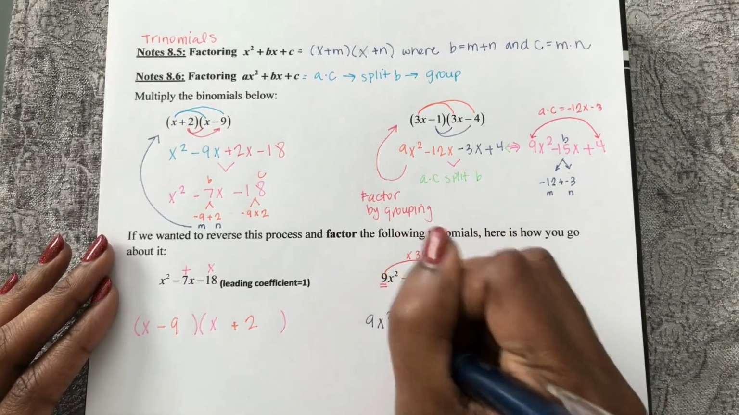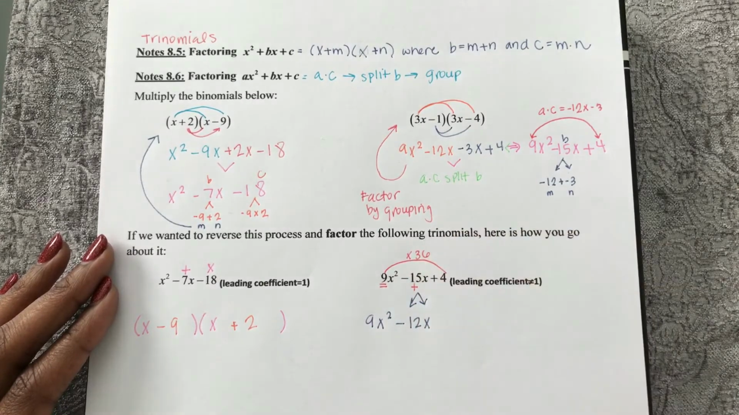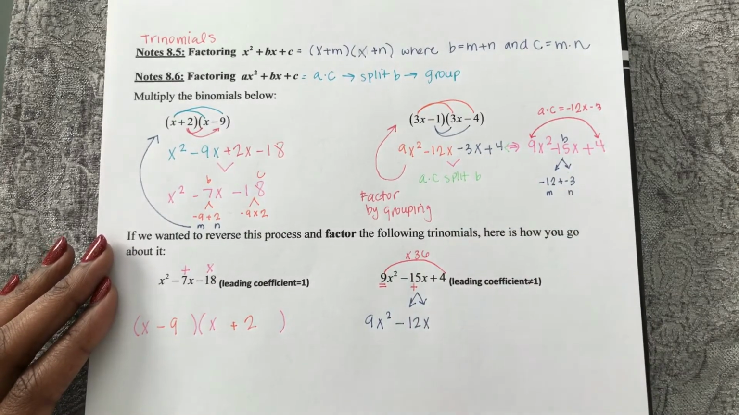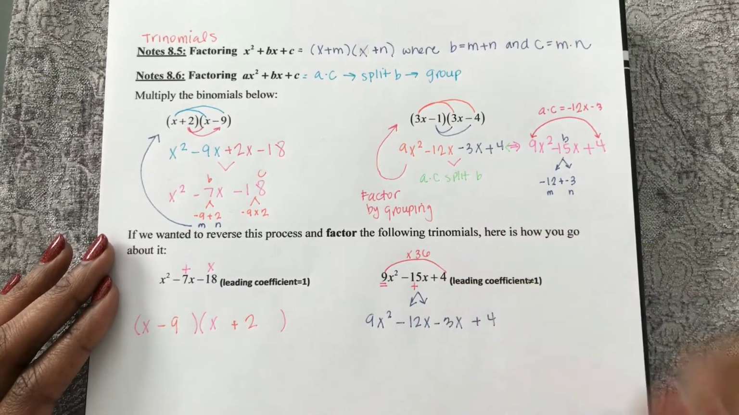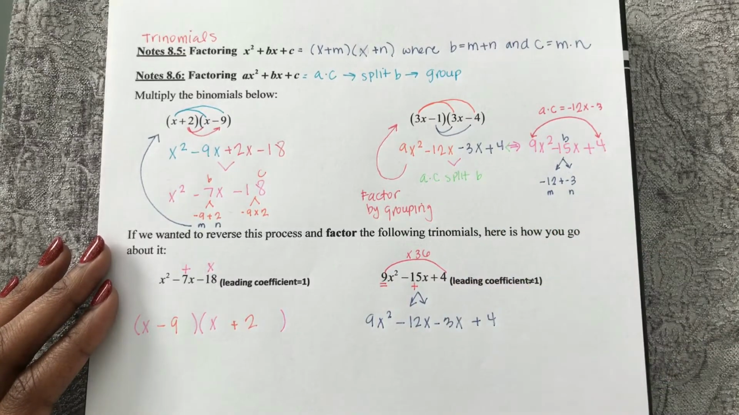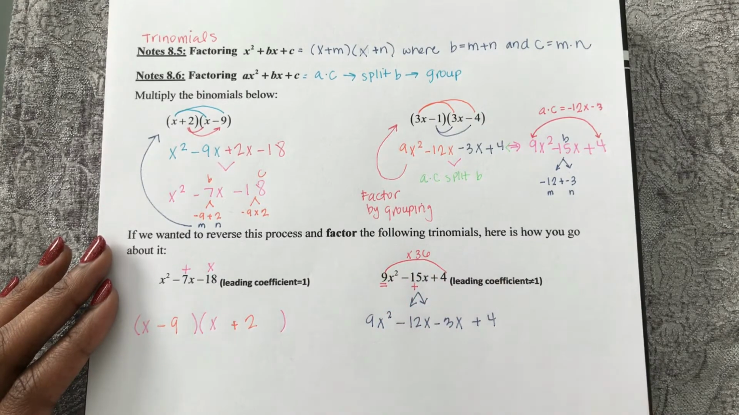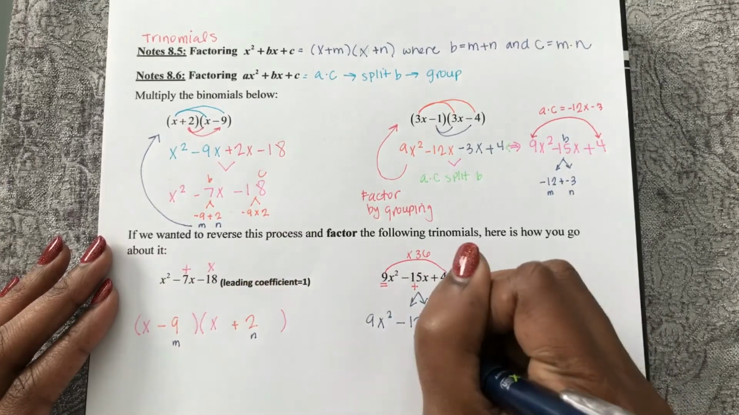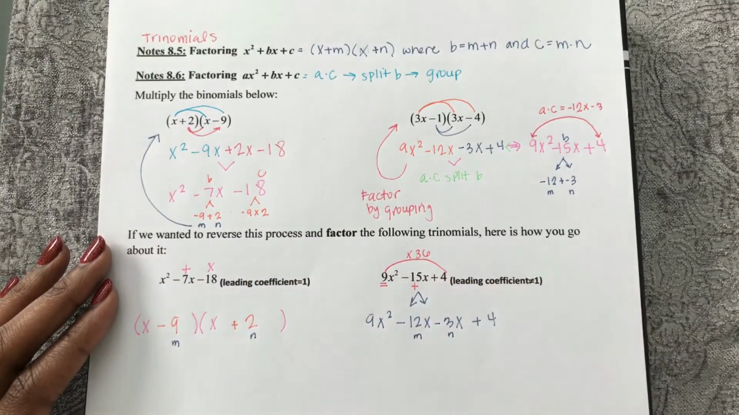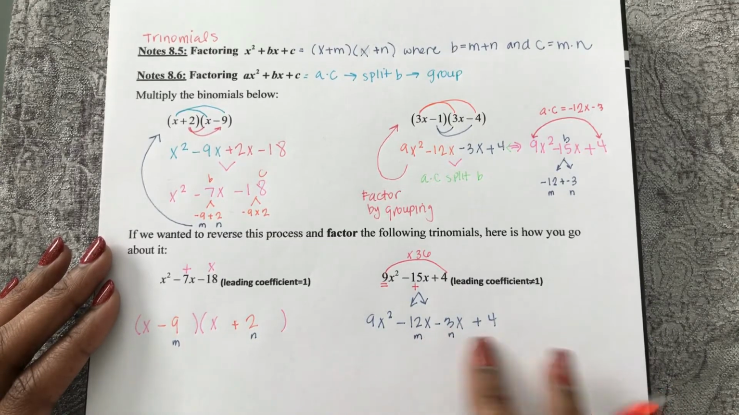So that means I'm going to split my b term into being negative 12x minus 3x plus 4. So the two numbers m and n came from here. So this is my m and this is my n, in case we're forgetting. So now I'm going to factor this 4-term polynomial by grouping.